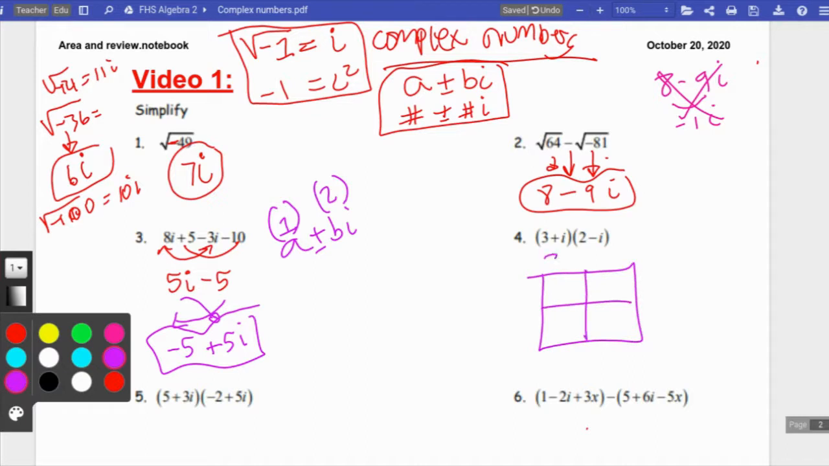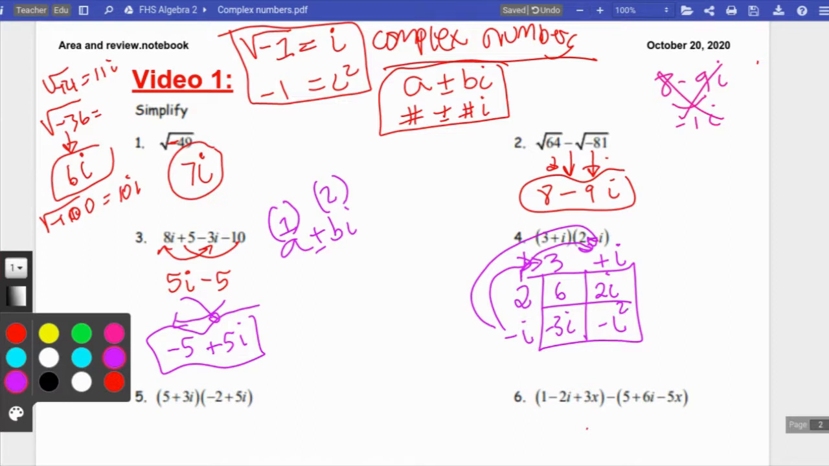All right, so I'm going to put (3 + i)(2 − i) here. 3 times 2, that's 6. 2 times i, 2i. Negative i times 3, negative 3i. And then negative i times a positive i, you get negative i squared.